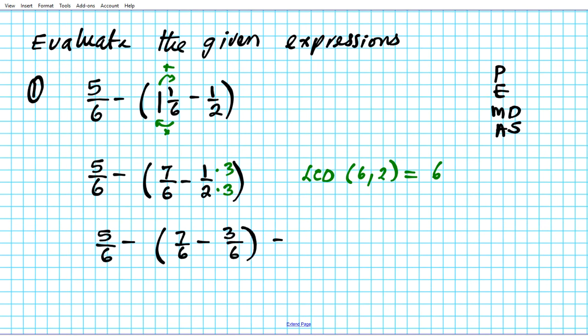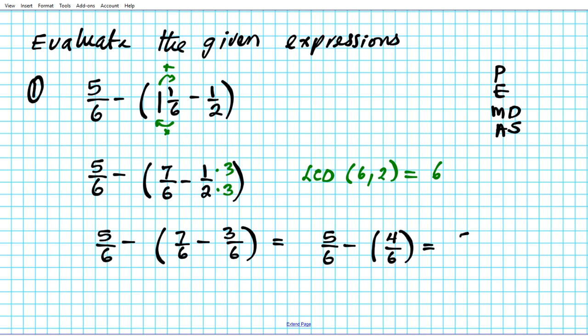Now let's simplify that further. We have 5 over 6. The rule for subtracting fractions is that you add or subtract the numerators, keeping the denominator the same. We're subtracting here, so we just subtract the numerators. 7 minus 3 is 4, keeping the denominator the same.